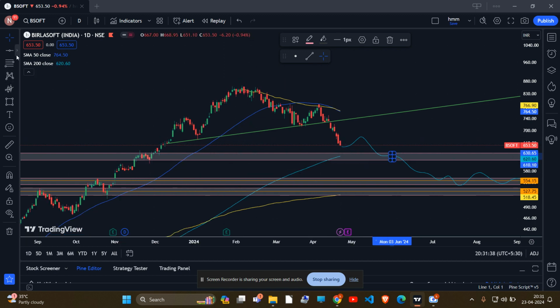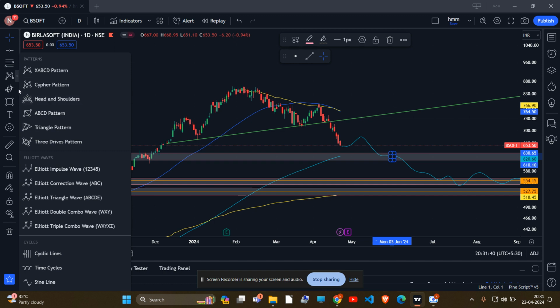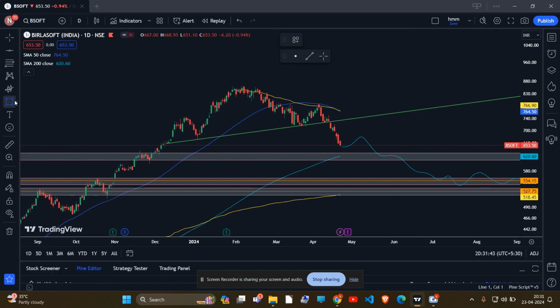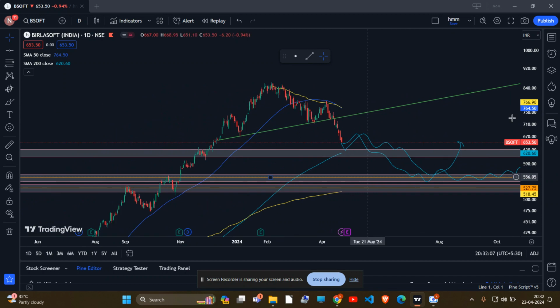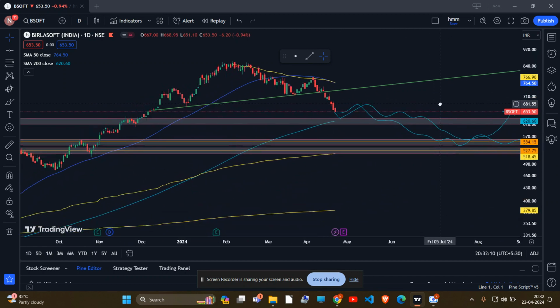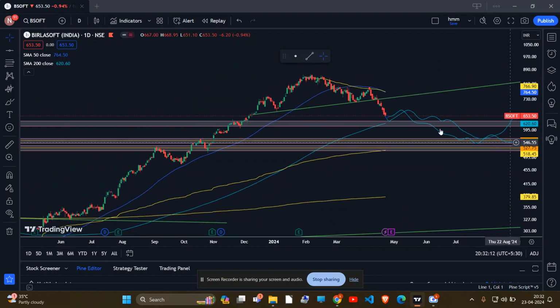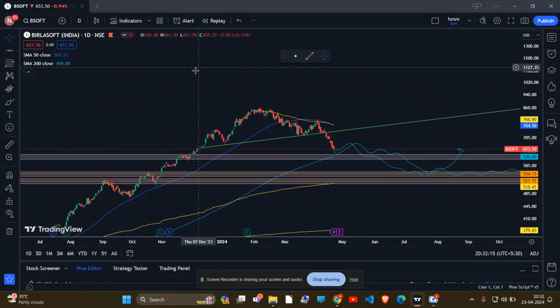The stock might fall till here, till 620 or 630, and then move up a bit, then consolidate over here, and then could get rejected from here. It could consolidate like this, it could move up from there. This is one possibility again. So, yeah, this is my analysis on this share, Birlasoft.